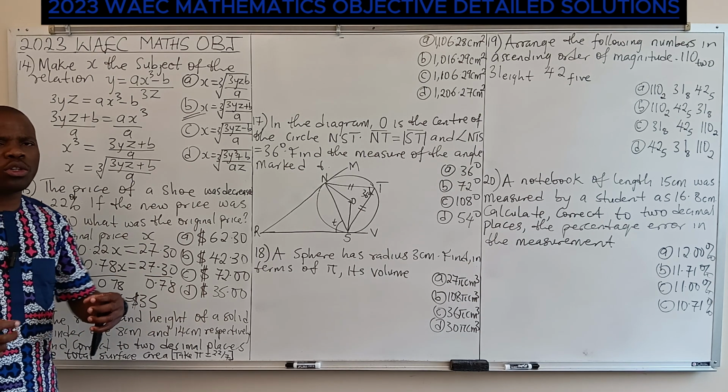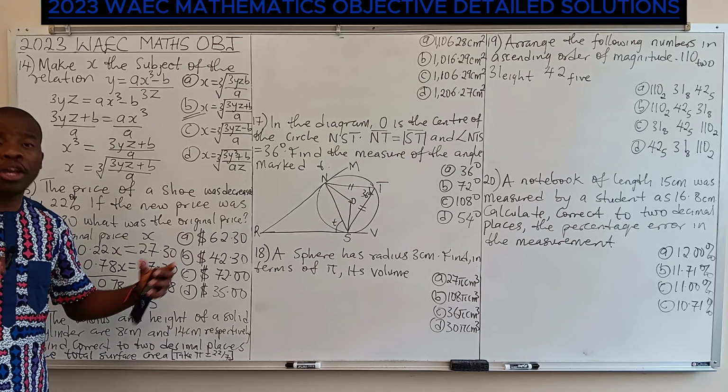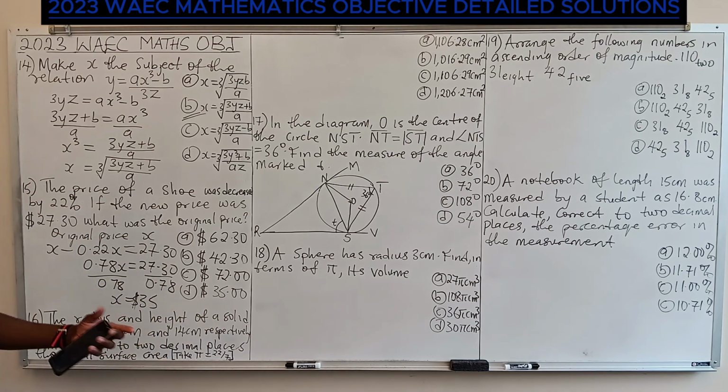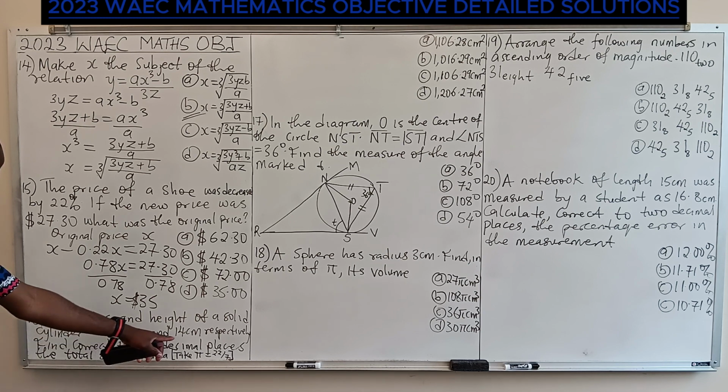Question 16 says, the radius and the height of a solid cylinder. When you hear the word solid cylinder, it means both ends are covered. There is no open place. It is solid, so everywhere is covered. They are 8 cm and 14 cm respectively. Find, correct to two decimal places, the total surface area.